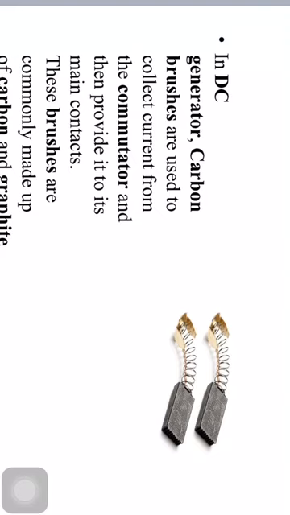You can observe in the diagram how the carbon brushes look like.